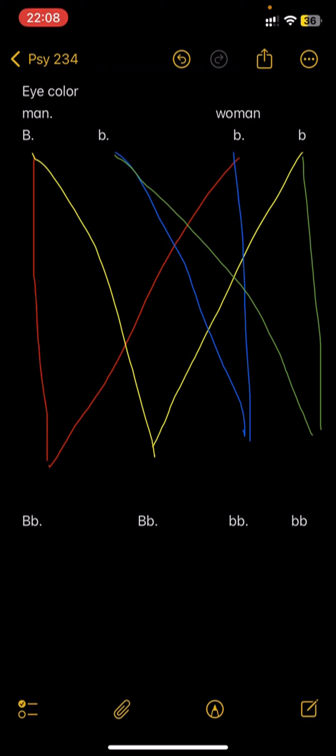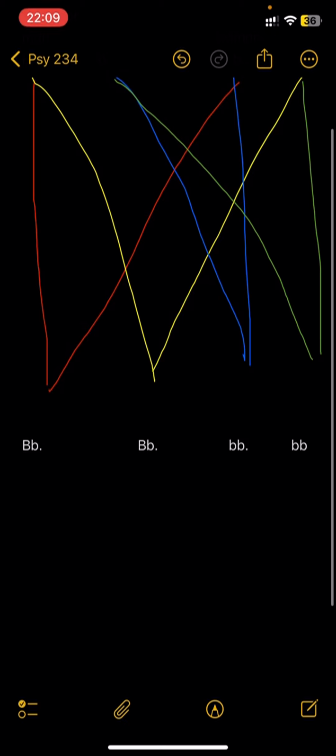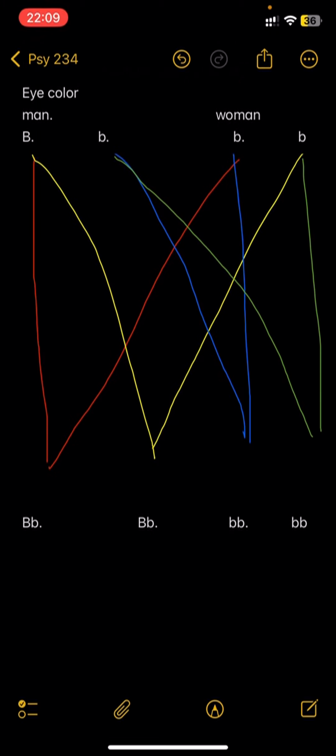So now, the red, if you look at it, we're taking the big B from the man, and we're taking the small b from the woman. Then we're going to do the yellow. So now we have the big B from the man for the yellow and the small b from the woman. Then the blue color, the small b from the man and the small b from the woman. And then the green, the small b from the man and the small b from the woman.